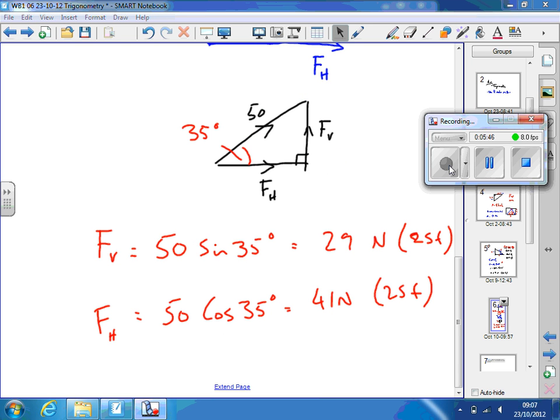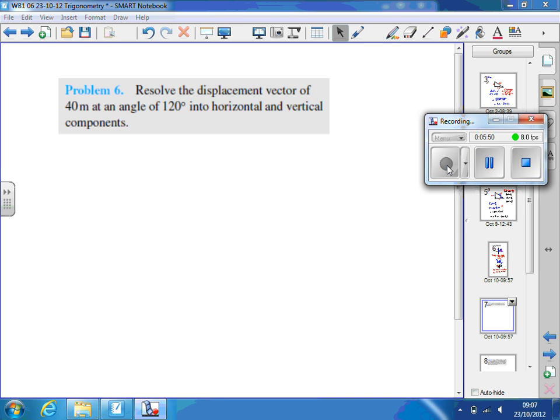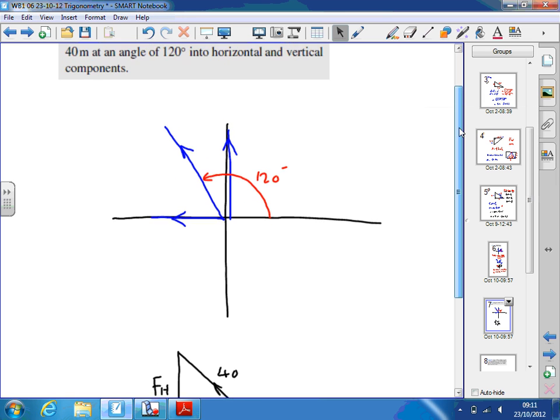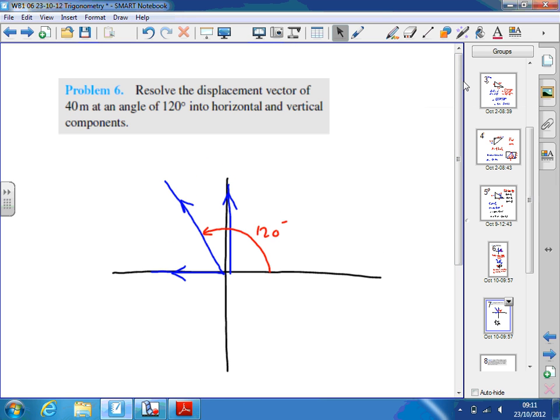So if we do this, we get these values. So I'll have a go at this one now. Draw it out using the conventions and then tell me the values of the horizontal and vertical components of the force. This displacement vector that talks about here, displacement vector of 40 metres and angle of 120 degrees.